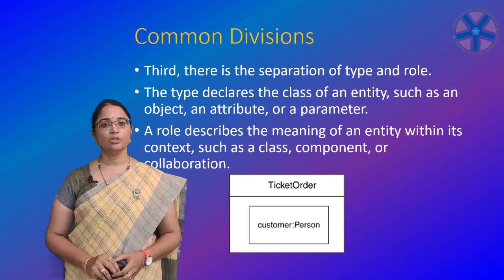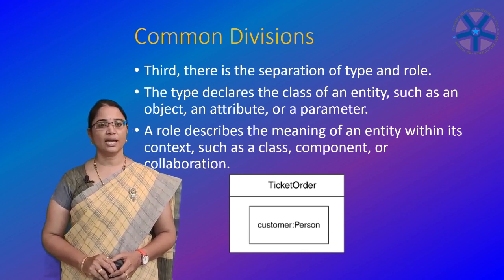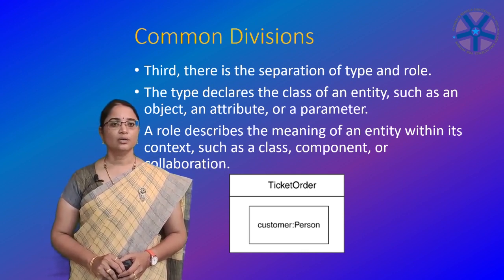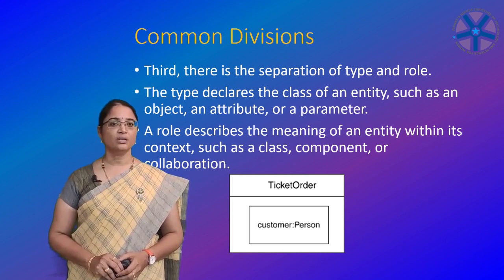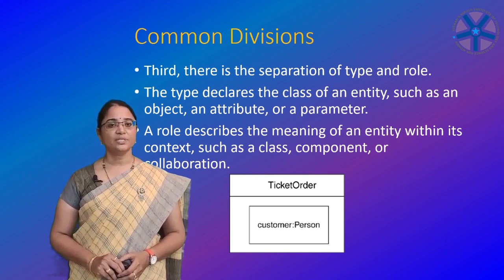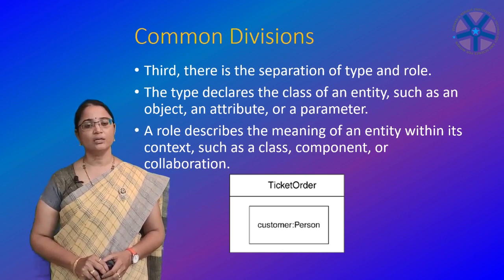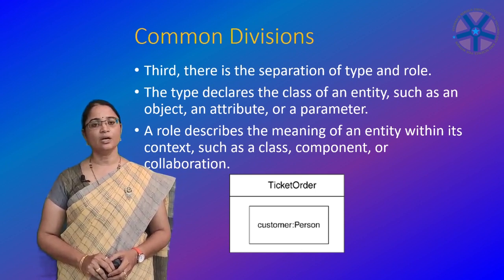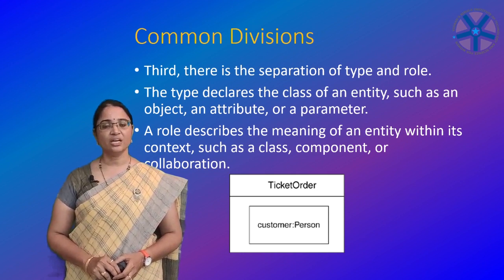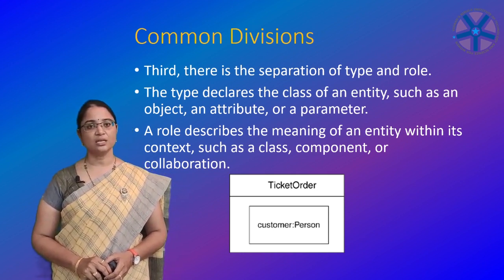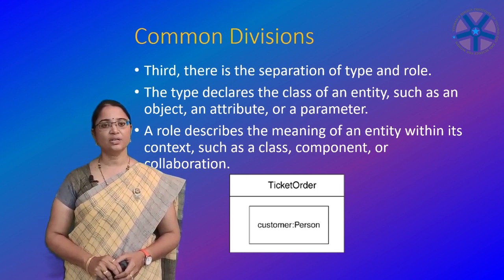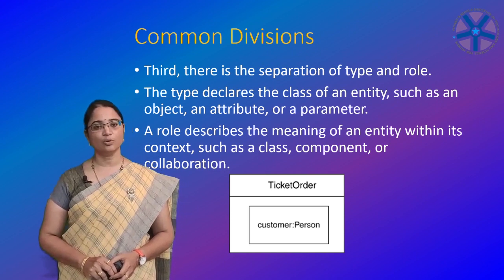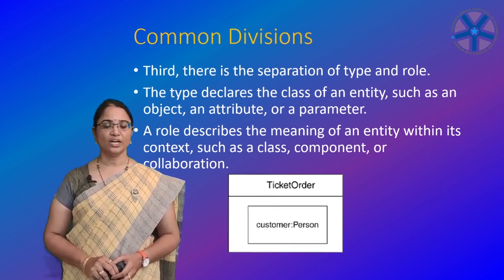Here we are talking about the part with the role and the type. So here the role is nothing but the customer and the type is a person. This is how we are representing the third one. There is a separation of type and the role. So first one is between the class and the object, second one is the interface and implementation, and third one is the separation of the type and the role. This is regarding the common divisions.